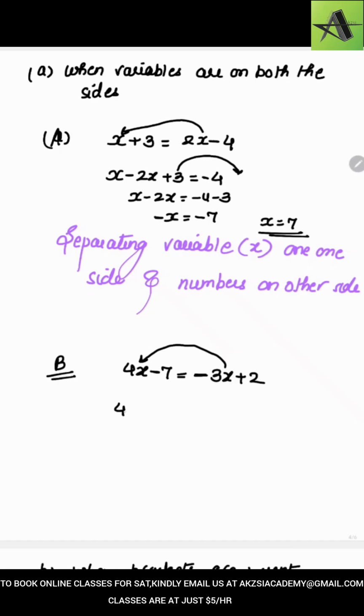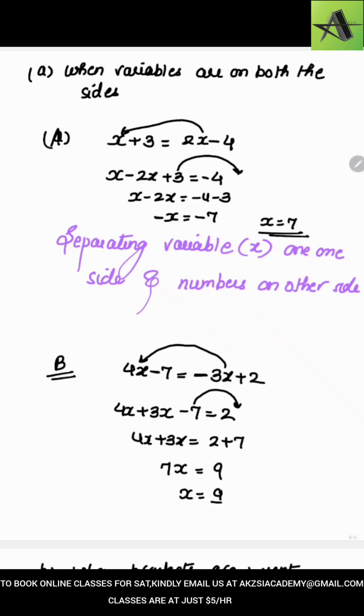This will be 4x plus 3x, as while transposing, the sign changes, is equals to 2. And now I'm transposing negative 7 onto the other side. 4x plus 3x equals 2 plus 7. Final, it's 7x equals 9. And now dividing both the sides by 7, doing the reverse operation, x equals 9 over 7. This is our final answer.